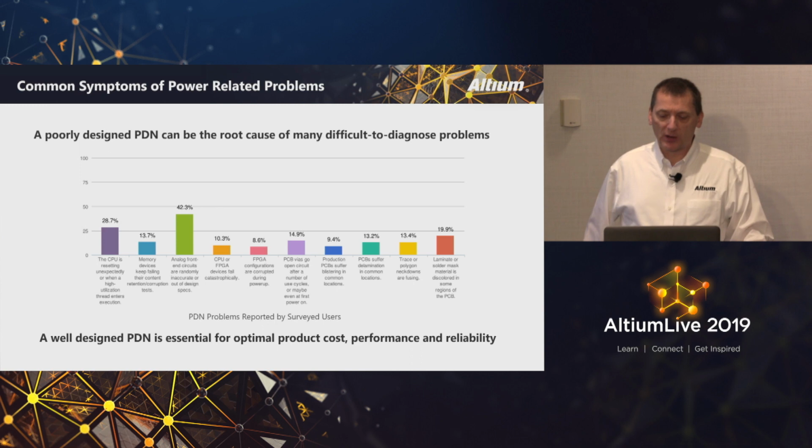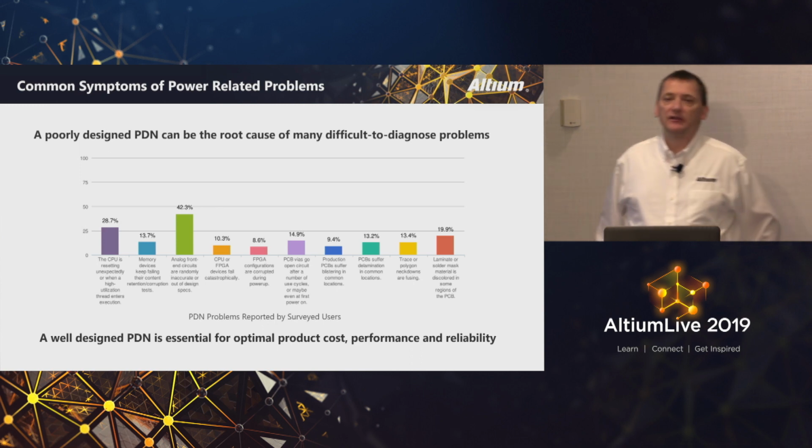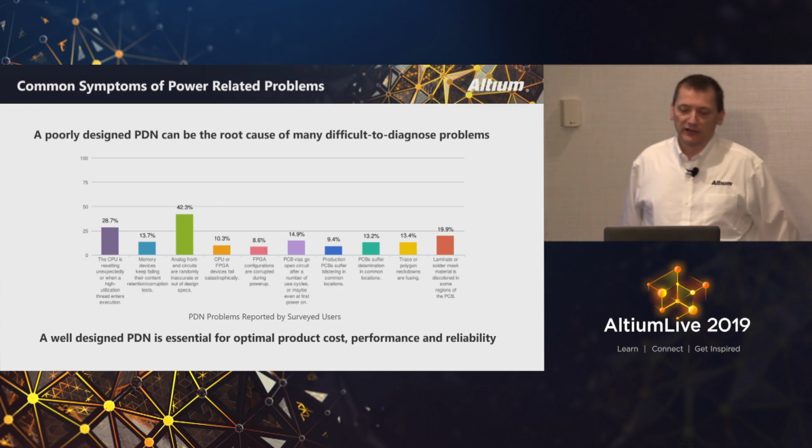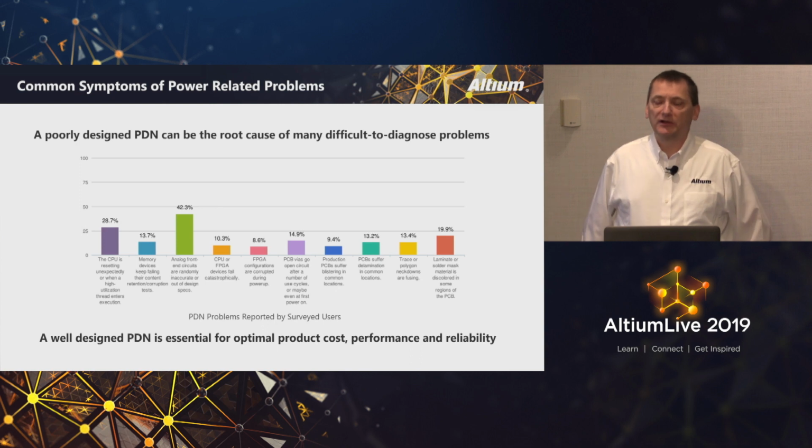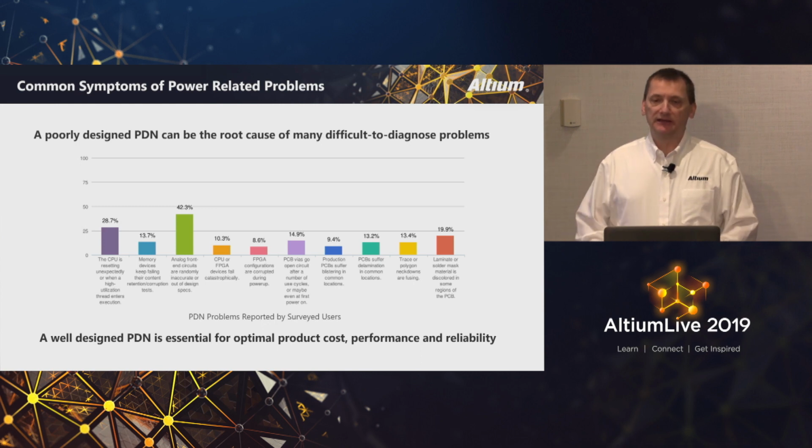Some of those problems can be heat related as well. If you're moving a lot of current through a small conductor, that can tend to heat up. Boards warping, delaminating due to heat issues.